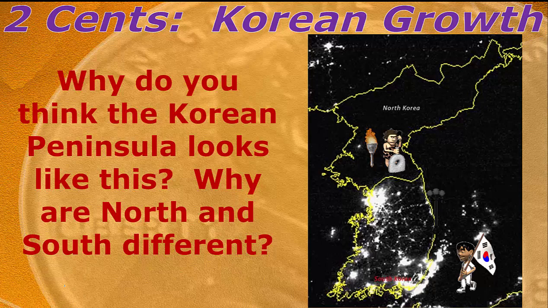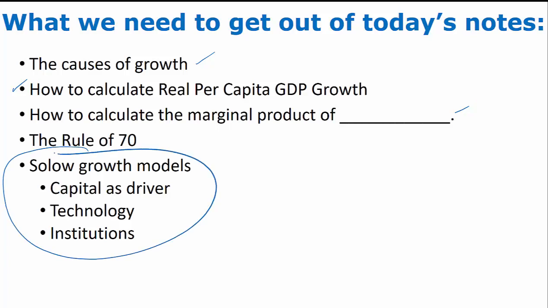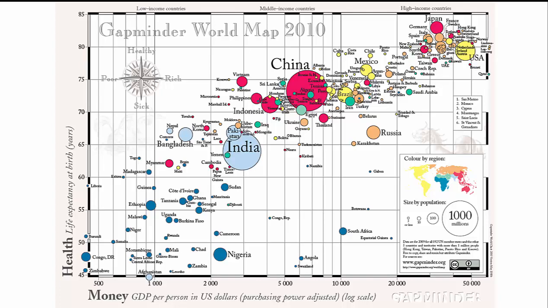Alright, so we're going to move on and talk about economic growth. What you need to get out of this lesson today is what causes growth. I'll probably let you figure out on your own how to calculate real per capita GDP growth. We will be talking about the marginal product of labor, capital, and so on. And the main thing is we're going to talk about the Solow growth model, and there are 3 iterations of it, where we had to keep adding things to explain how some nations grow and some don't. And this is why it's so important.